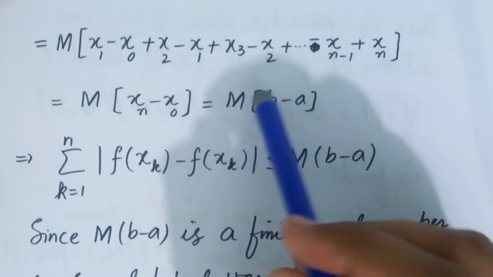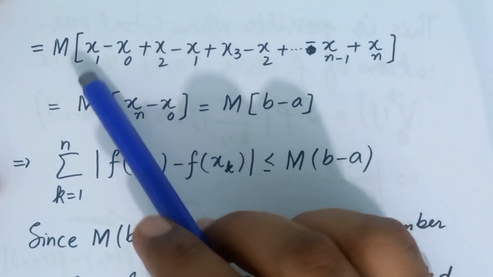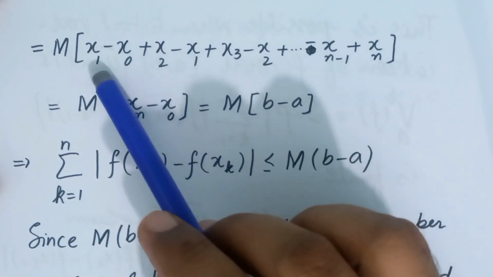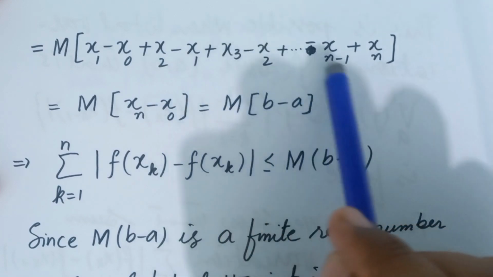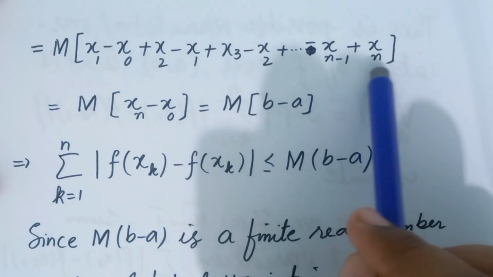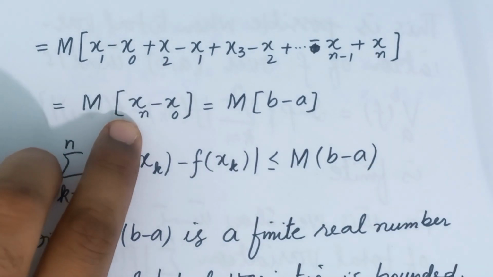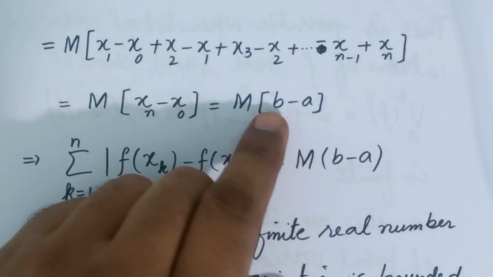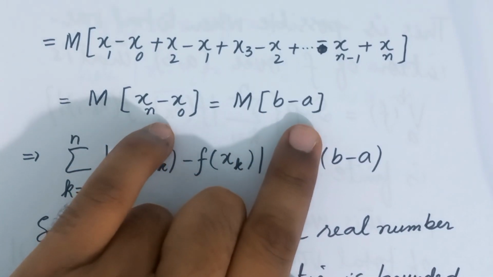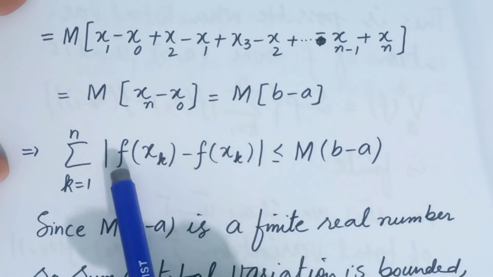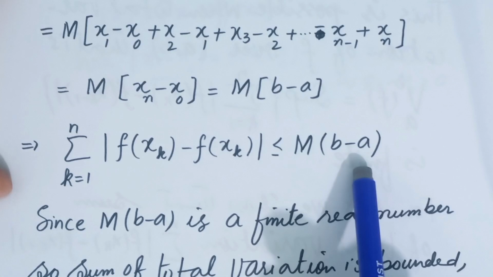So by cancelling out all the terms, which are minus x1 plus x1, x2 minus x2, x3 minus x3, we have remaining 2 terms, xn minus x naught. Xn is the last point of the partition P, that is B, and similarly x naught is the first point of the partition, that is A.